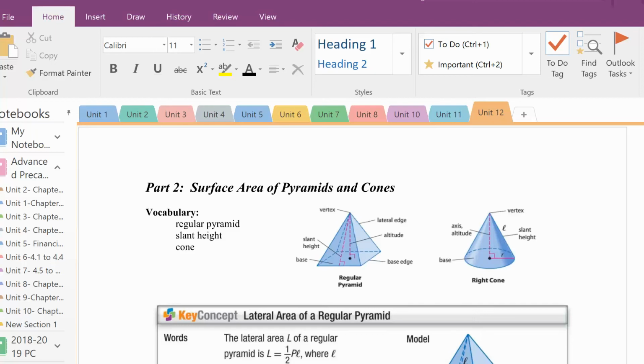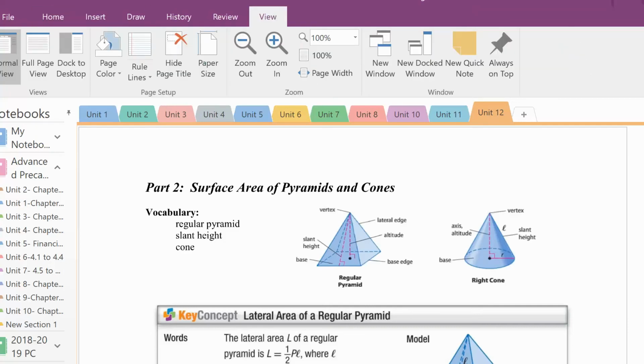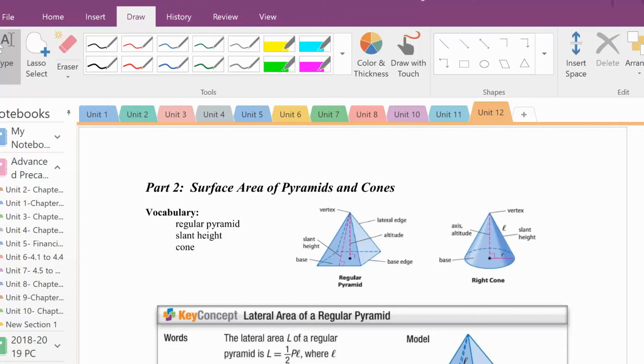Welcome to tonight's video on Unit 12, Part 2. We're going to talk about surface areas of pyramids and cones. Pyramids and cones are different than cylinders and prisms because they only have one base and they're pointy at the top, as opposed to a prism or cylinder, which has two bases.